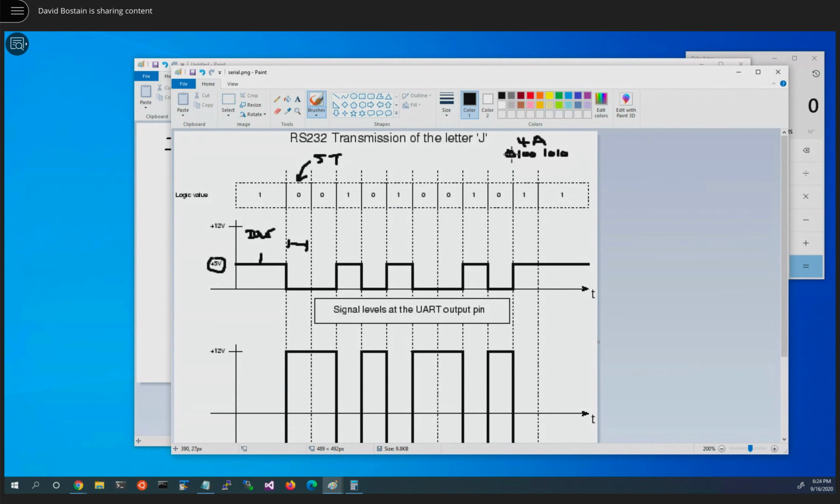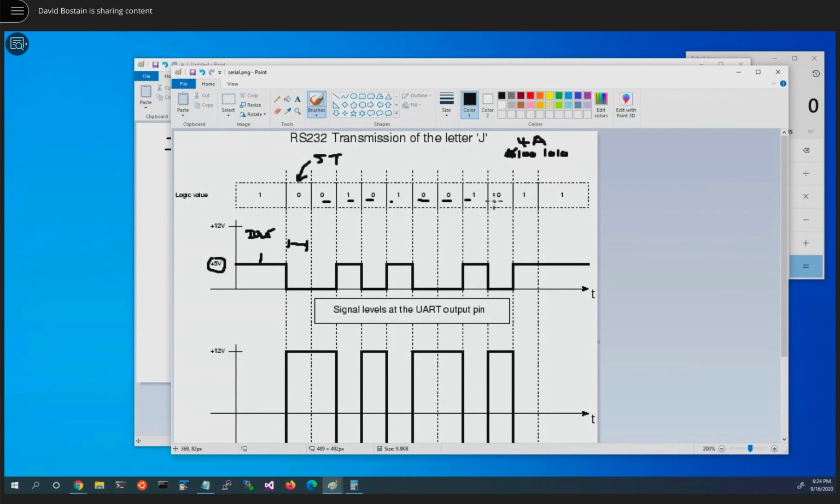We said no parity, so we know we're not going to send that 0 with no parity. We might have parity in our example here, in which case we'll restore it. But we're going to send from this end this way. So we're going to send 0, 1, 0, 1, 0, 0, 1. 0, 1, 0, 1, 0, 0, 1.